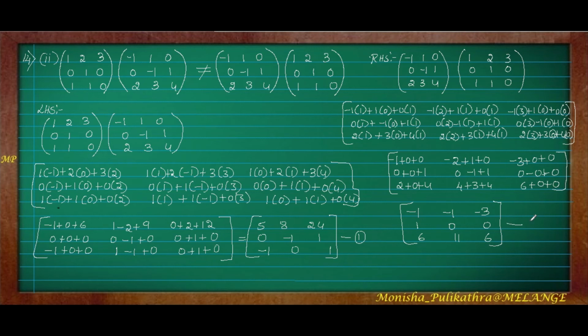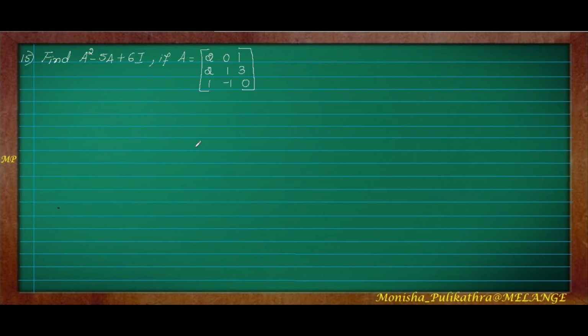So in the RHS the answer is minus 1, minus 1, minus 3, 1, 0, 0, 6, 11 and 6. So we can clearly see that LHS is not equal to RHS. I hope you understood this. Moving on to the 15th question and the last question of this session.